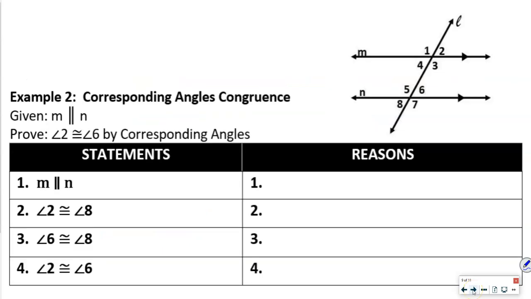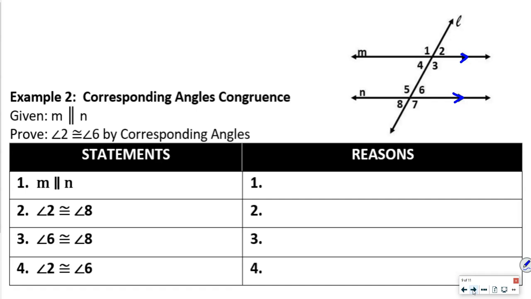So now we're going to talk about actual proofs. This is a 2-column proof, okay? In this 2-column proof, it says it's given that M is parallel to N. And we can see that because we have arrows up here. Y'all see these arrows on lines M and N? That's what those arrows mean, that those lines are parallel. It says that we're going to prove that angle 2 is congruent to angle 6 by corresponding angles.